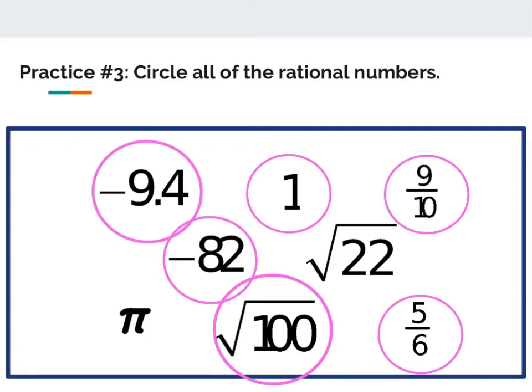How did you do? Did you circle all of the correct answers? The only numbers that you should not have circled are pi and the square root of 22. Square root of 22, once you put that in your calculator and hit the square root button, it goes on forever, never ends, doesn't repeat. It's not a perfect square. Pi, obviously the symbol of irrational numbers, is not going to be a rational number, so you should have just the numbers circled that we have. If your paper looks like mine, great. If not, go ahead and make sure that it does now, and then let's move on to the next one.